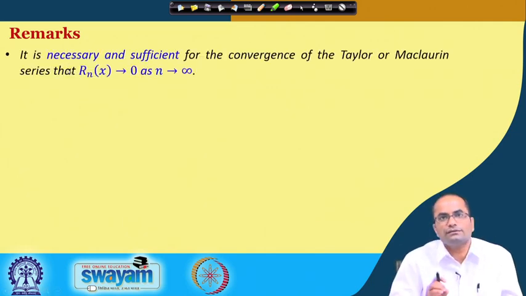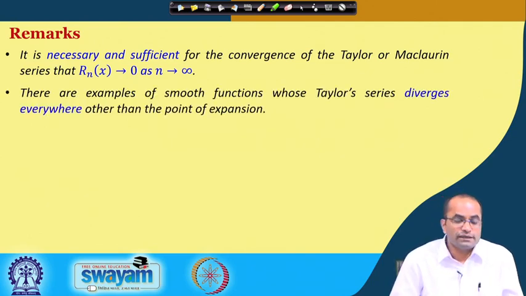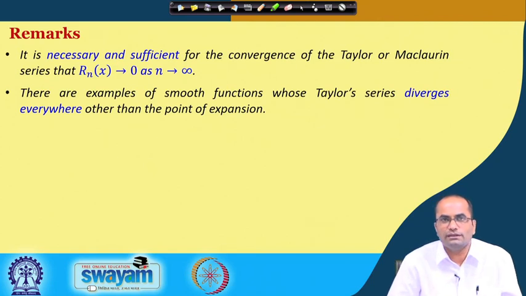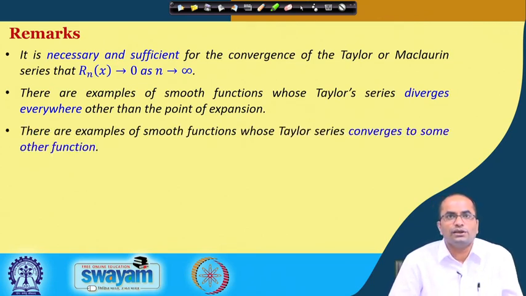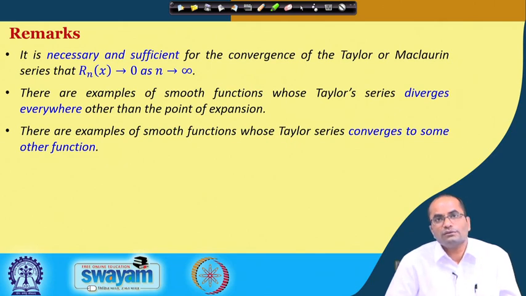So, what we have seen, the last remark again: it is necessary and sufficient for the convergence of the Taylor or the Maclaurin series that R n x goes to 0 as n goes to infinity. Because there are examples of smooth functions, meaning we have derivatives of whatever order we like, but their Taylor series diverges everywhere other than the point of expansion, because at the point of expansion the series will have the same value as the function as per the construction.